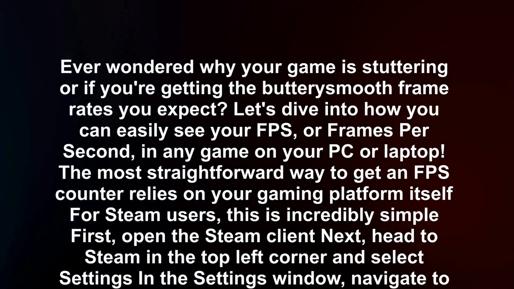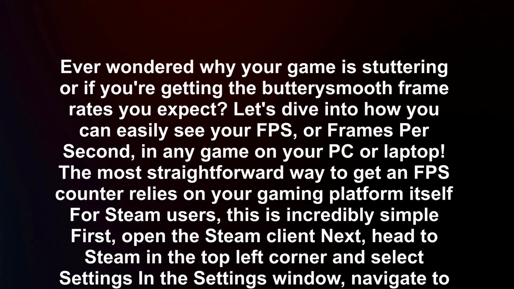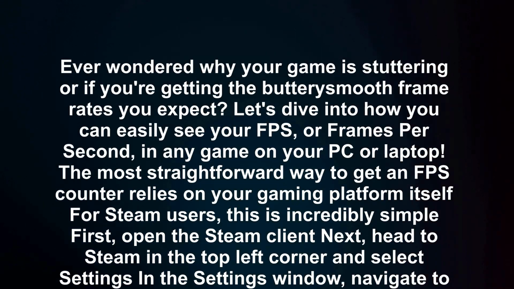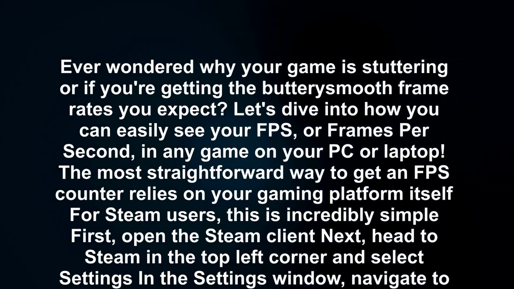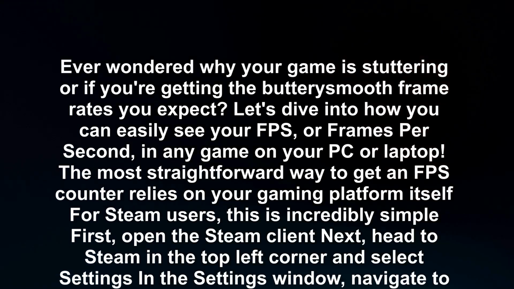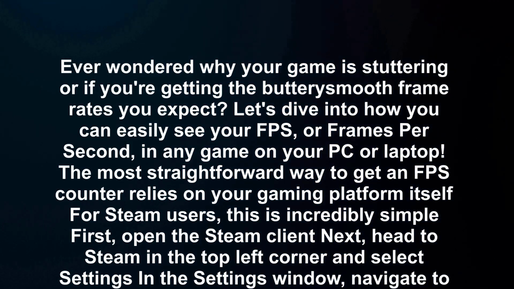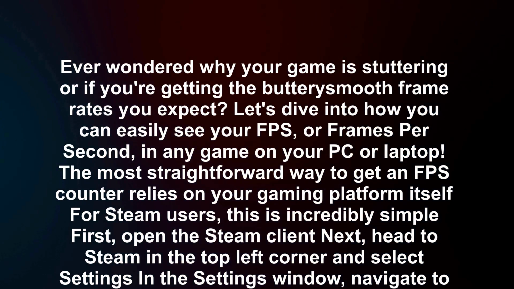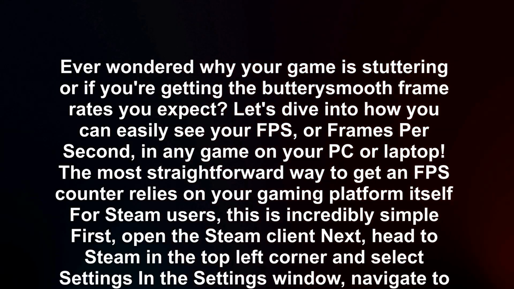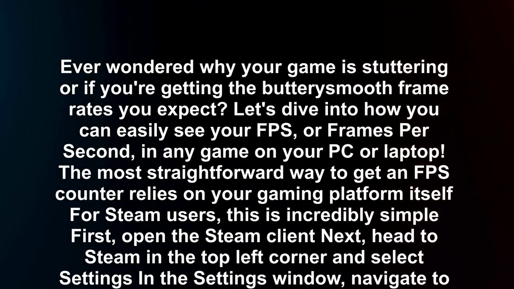this is incredibly simple. First, open the Steam client. Next, head to Steam in the top left corner and select Settings. In the Settings window, navigate to the In-Game tab here. You'll find an option for In-Game FPS Counter. Click the drop-down menu and choose where you'd like the counter to appear on your screen. You can even choose a high-contrast version to make sure it's always visible. Click OK, and the next time you launch a game through Steam, your FPS will be displayed.